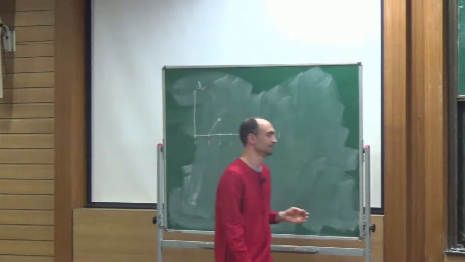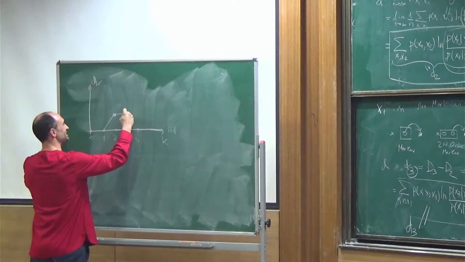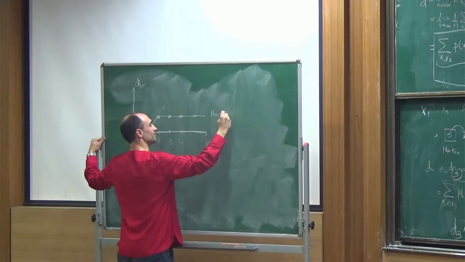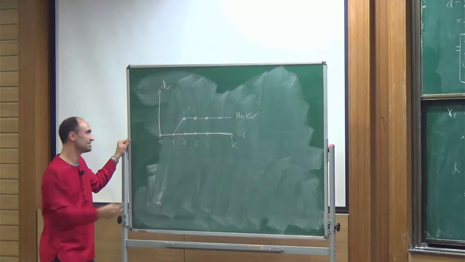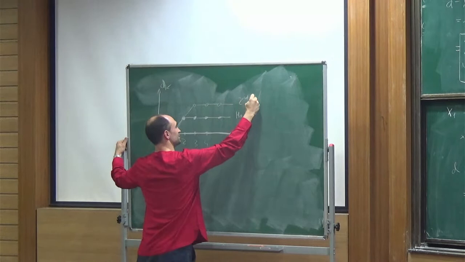So D3 turns out to be D2. The Markovian process: in the Markovian process, increasing the length of the word that you look at does nothing. So it saturates at k equal 2. This is for a Markovian process. If you have second order Markov, the saturation will happen at another time. In second order Markov, you will saturate here. And a kth order Markov process will saturate at k.